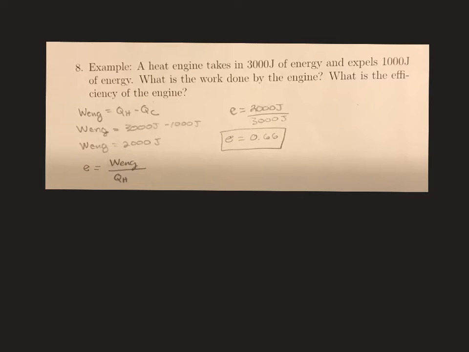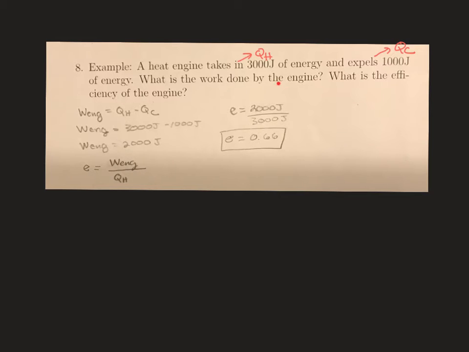In this example problem, we have a heat engine that takes in, so anytime we see the words "takes in," that is going to be QH, because in is always hot. And then it expels a certain amount of energy. So anytime you see the word "expels," you should think QC, because you always expel or remove the energy into the cold source.